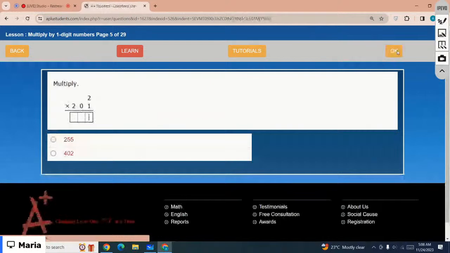Okay, the next one, you have to multiply now. 201 times 2. Which is the correct option? 201 times 2 equals 402. Option number 2 is the correct option.